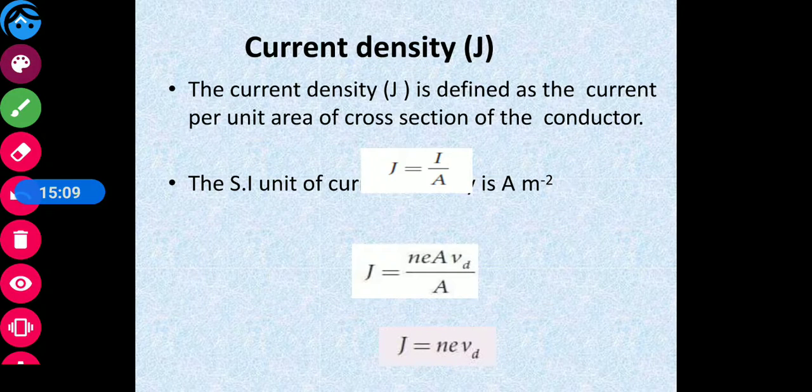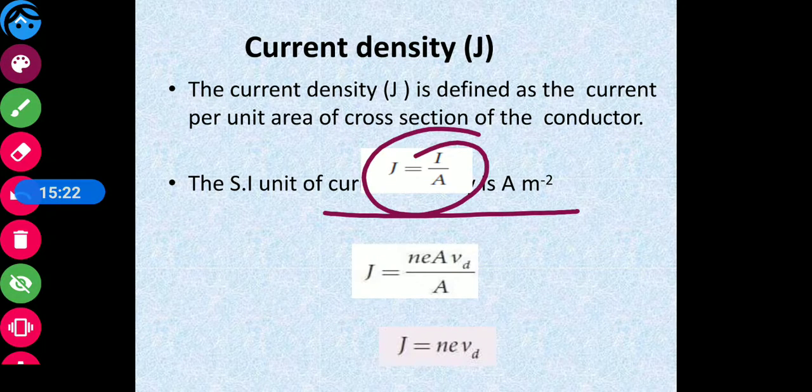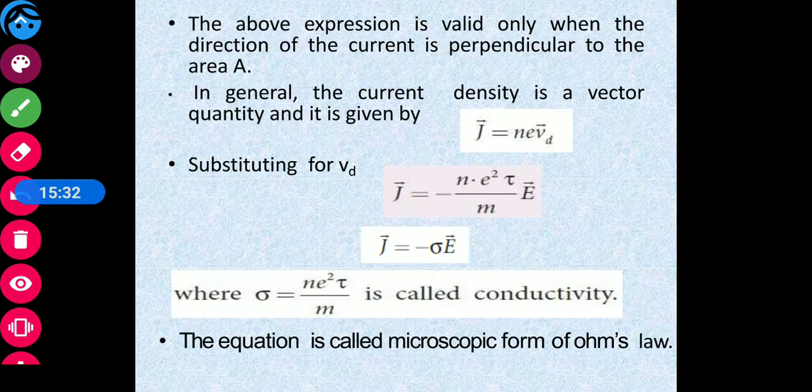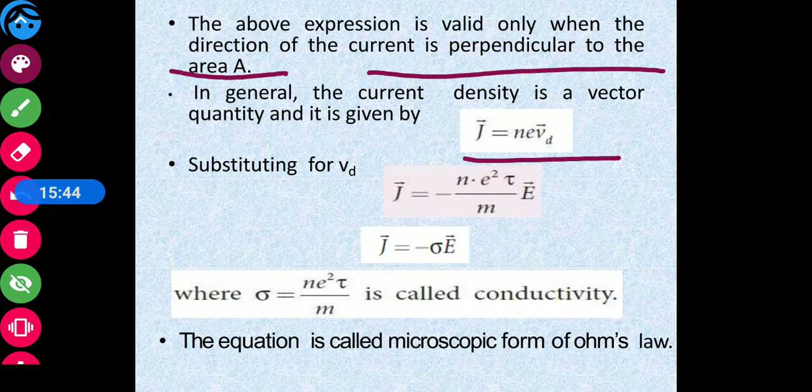Now, current density. The current density is defined as the current per unit area of cross-section of the conductor. Its SI unit is ampere per meter square, and J is equal to I upon A. If you put the value of I, it will reduce to n e Vd. So we can say that current density J is equal to n e Vd. Now the above expression is valid only when the direction of the current is perpendicular to the area A. In general, the current density is a vector quantity, given by J is equal to n e Vd vector.